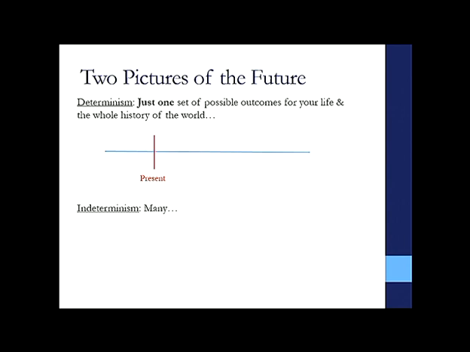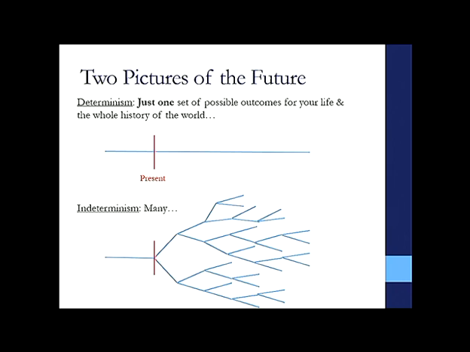This is to be contrasted with indeterminism. The indeterminist is someone who rejects determinism. They say determinism's false. And they also reject fatalism. They don't think the future is unavoidable. They think that the future is open. And this idea of openness is pictured by the forking paths.